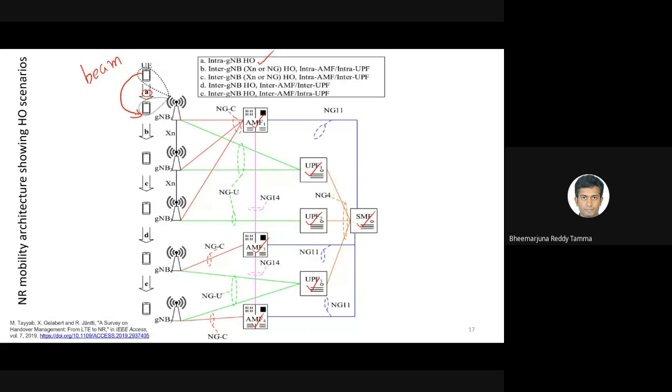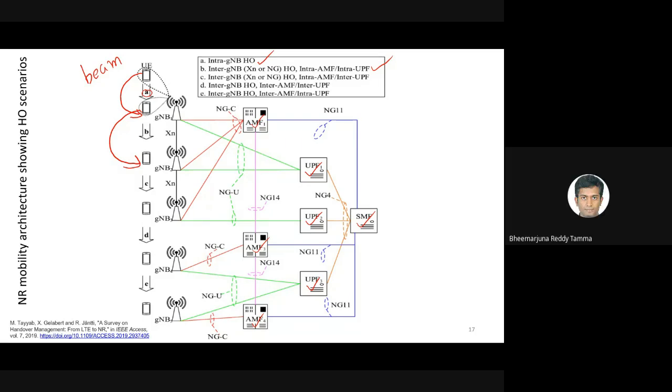Now look at this case where the user is moving from here to here. What is happening here? It's moving from one gNodeB to another gNodeB location. But look at it from the AMF point of view. What is the situation in terms of AMF and UPF? The AMF is the same as the earlier one. And what about the UPF? It is also the same one. So that is scenario B. Now read the text: inter gNodeB handover, where it is intra AMF and intra UPF.